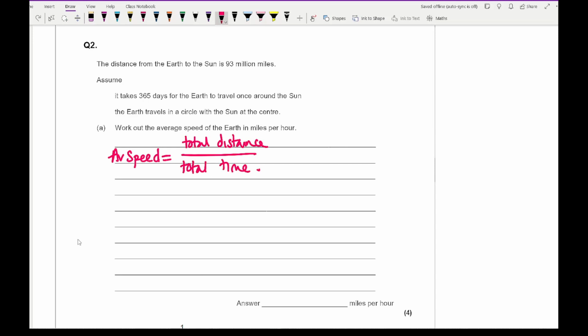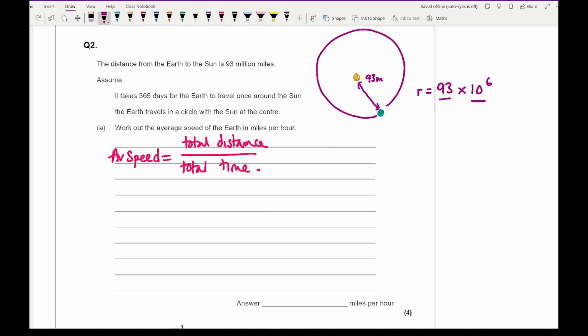Now in terms of the distance, if this is the Sun, let me just do a bit of sketching here. So here's the Sun and here is Earth. And let's just stick a bit of green in there. There we go. And we know that it's going to be a circle. So it looks something like that. Now it says that the distance from the Earth to the Sun, so this distance here, is 93 million. So that's going to be a radius of the circle of 93 times 10 to the power of 6. Now don't worry too much about it not being in standard form, but that is 93 million. It's 93 and then 10 to the power 6 is million.